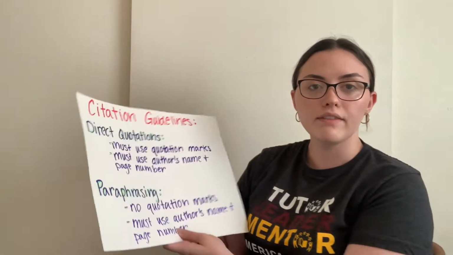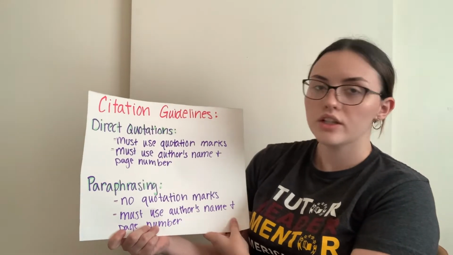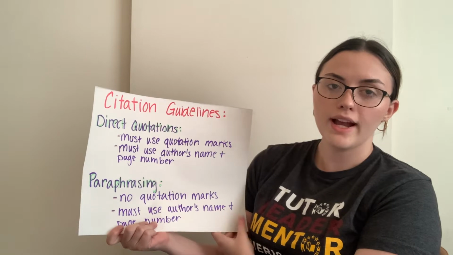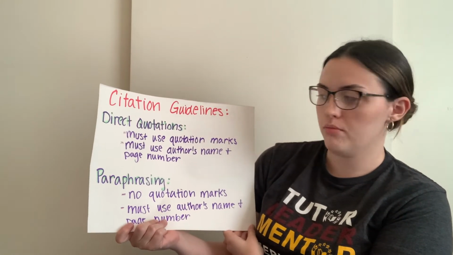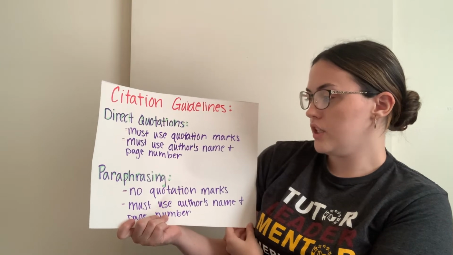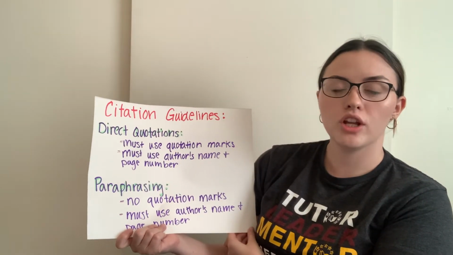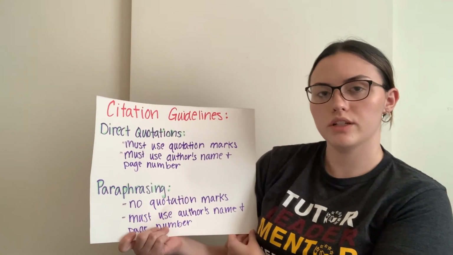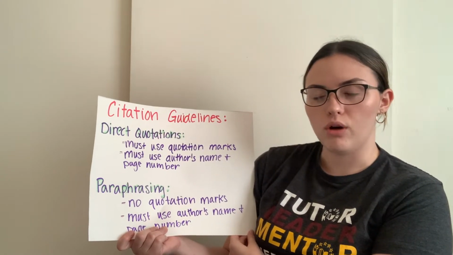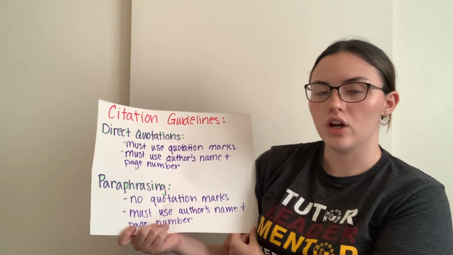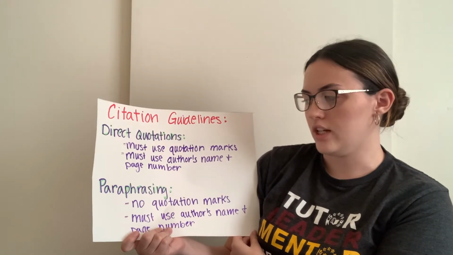And lastly, we have citation guidelines. So when citing a direct quote from a text, you must enclose it with quotation marks. You must also include the author's name and the page number of which you found the quote. If you use the author's name before introducing the quote, you do not have to include the author's name in your citation at the end.